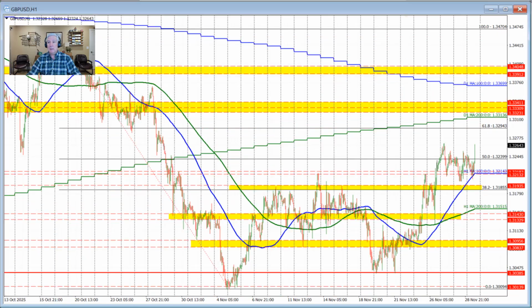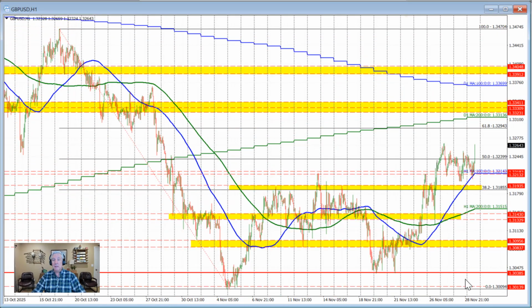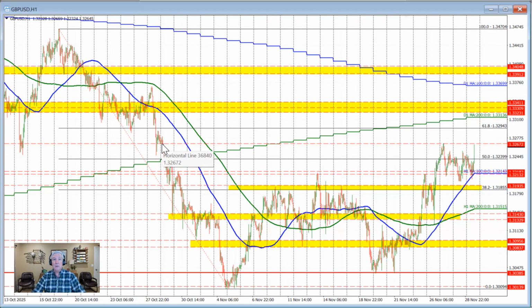Finally, the sterling versus US dollar, that too is breaking to the upside and making new highs. And in the process, we are looking to get above the high price from last week, the high price going back to October 29th. That level comes in near the 1.3267 level. As you can see, we're currently trading at 1.3264, so just below that level.